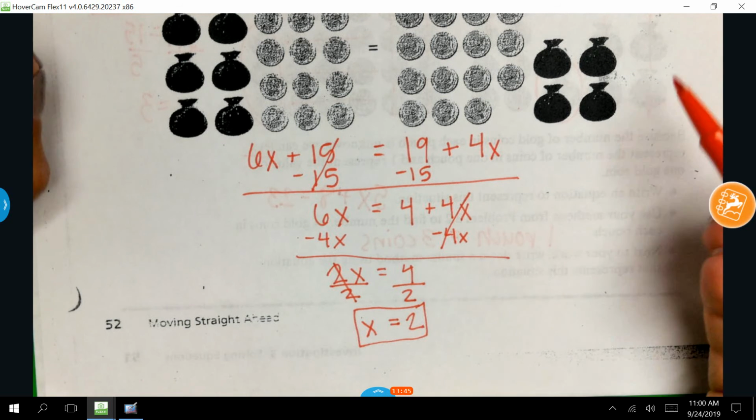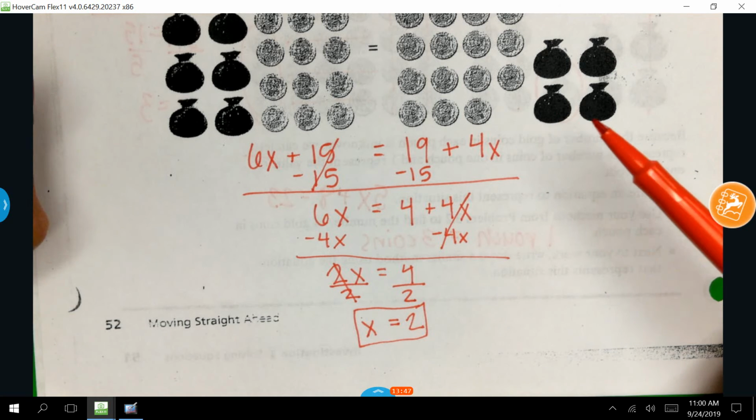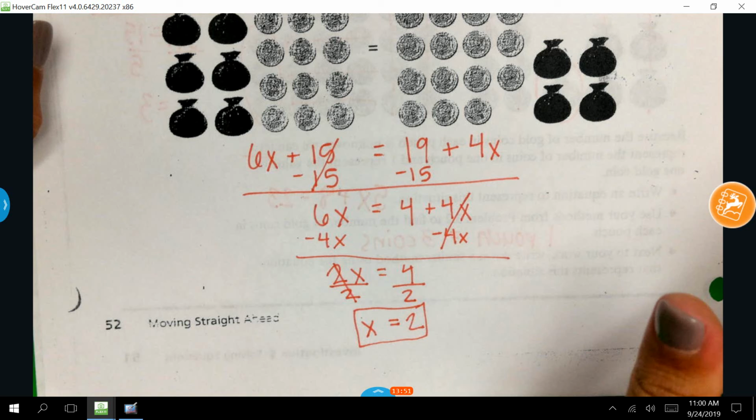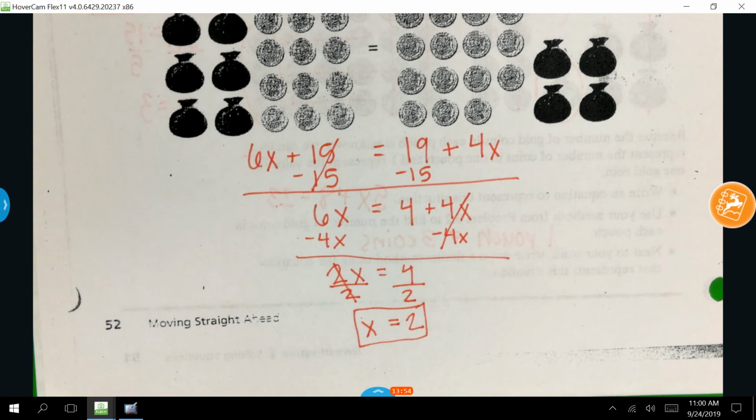So the only difference you have there is you just have to make sure that you get all your coins and pouches on opposite sides first. So you might have to move coins and pouches, whereas number 1, we just had to move coins. Okay. Questions? We good?